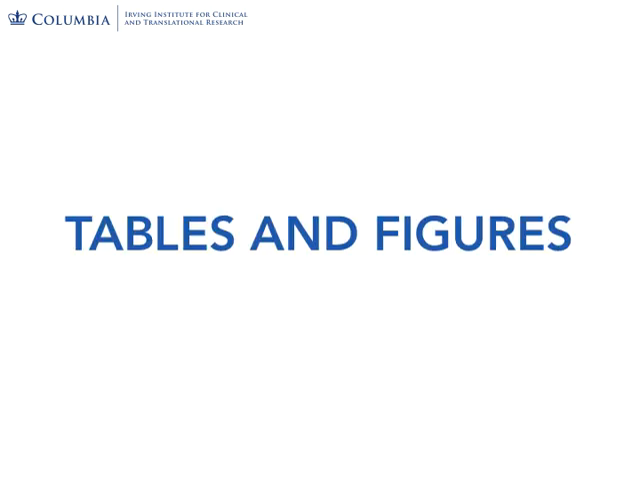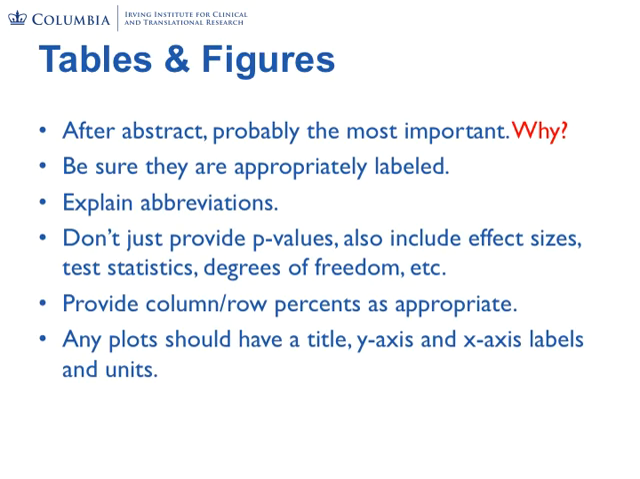So tables and figures. So after the abstract, probably the most important. Why? If people are going to read anything other than your abstract, what are they going to do? They're going to probably look at the tables and figures, right? So you want to spend a lot of time on these and make sure that they're perfect. So make sure that they're labeled. If you're using abbreviations throughout the manuscript, don't assume that someone has read the manuscript. Spell things out on the tables and figures.